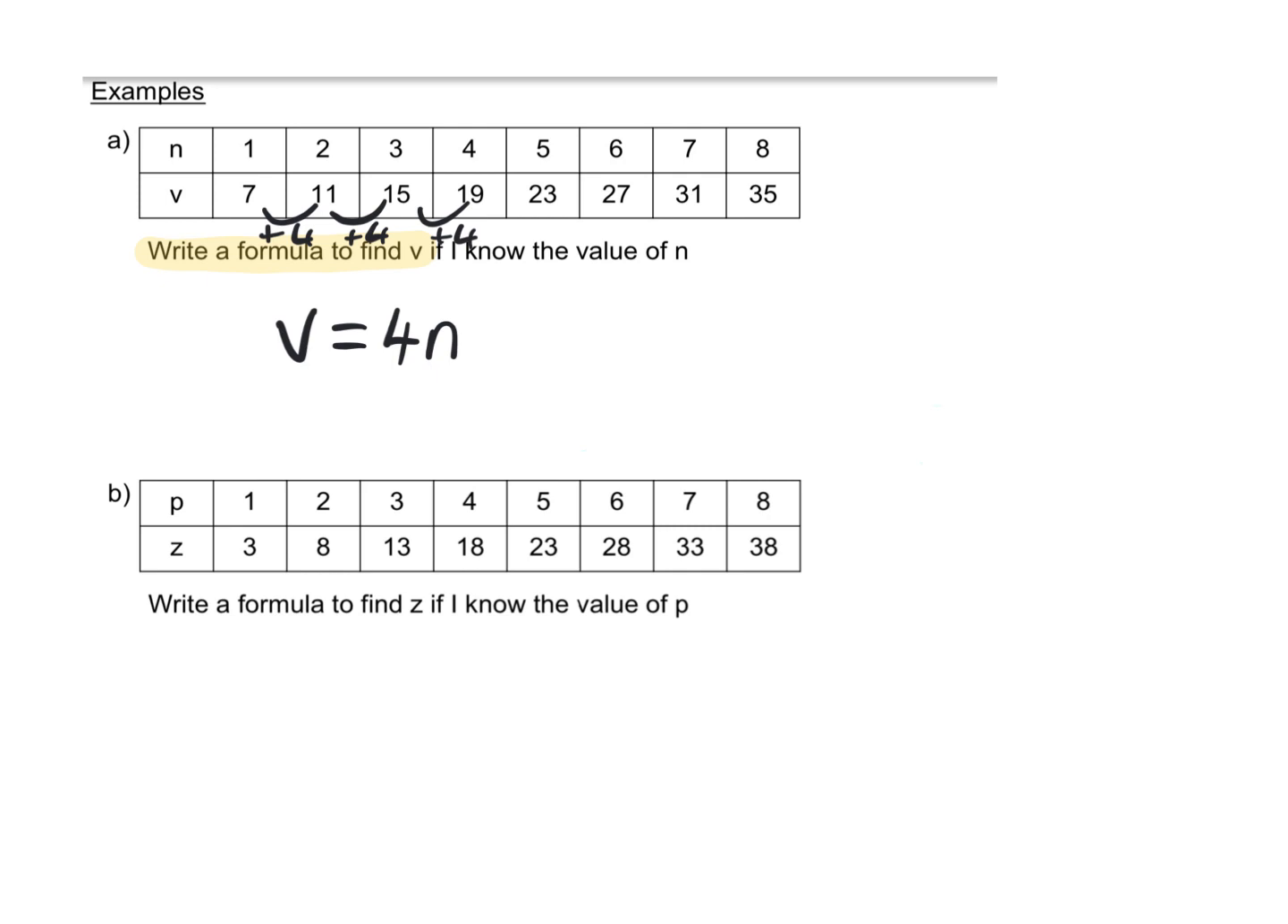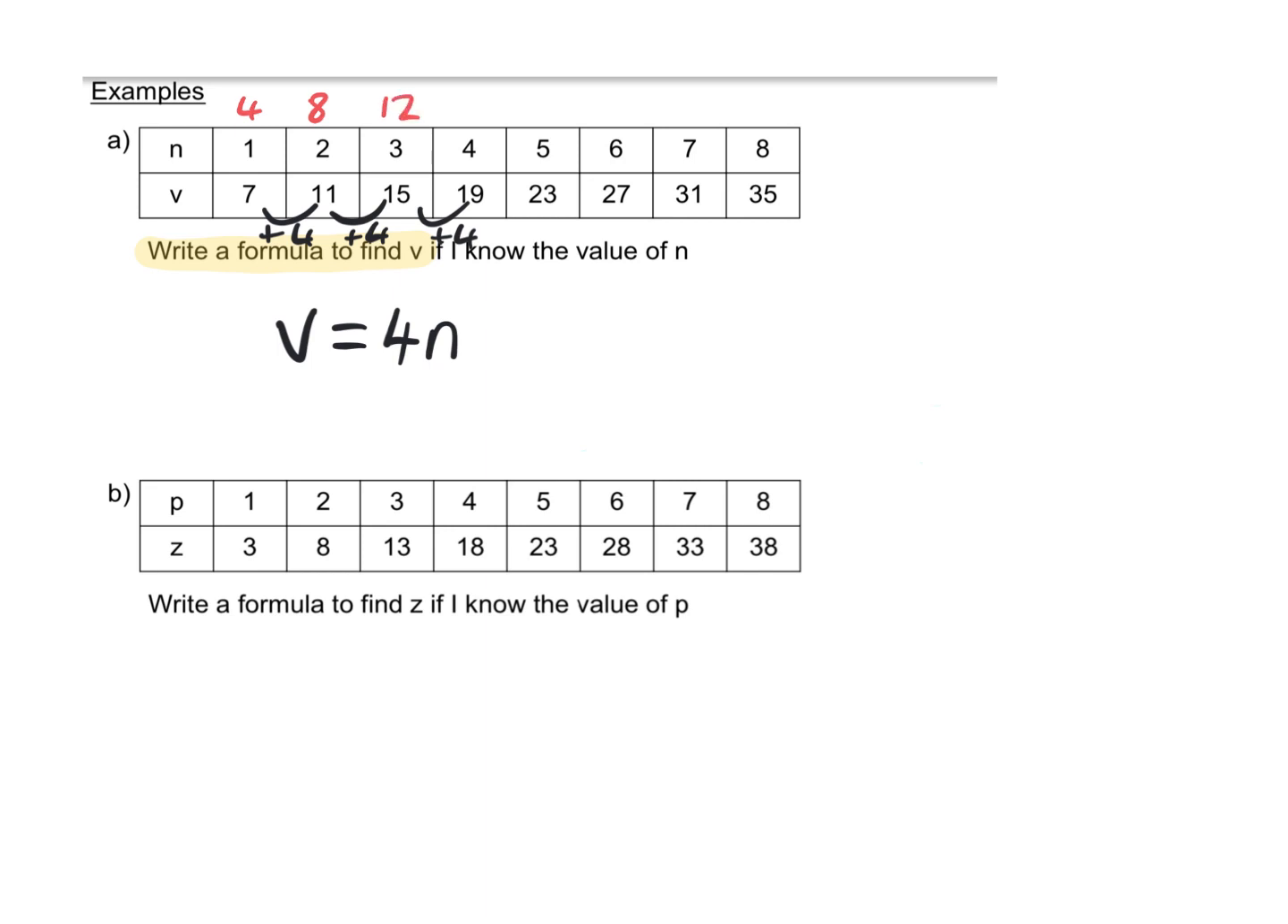So what I'm going to do is write above this table what would happen if I just did the 4 times n, 4 times this, 4 times this, and 4 times this, for instance. So I'm going to write them above. 4 1s are 4, 4 2s are 8, 4 3s are 12. That's what my formula is currently giving me.